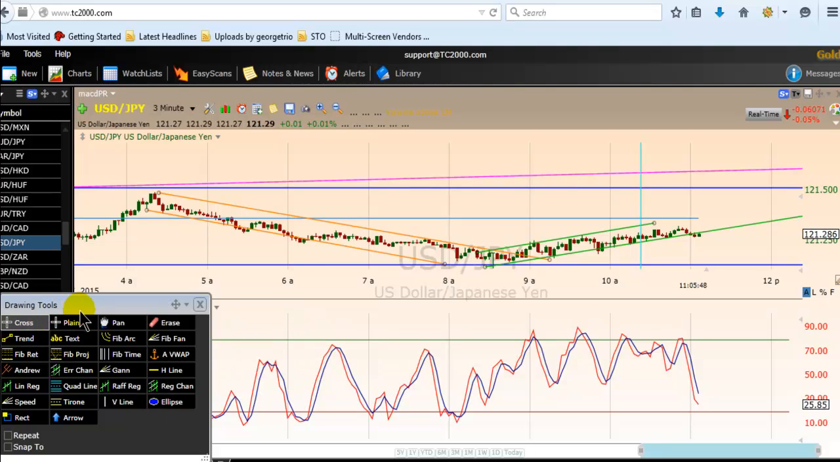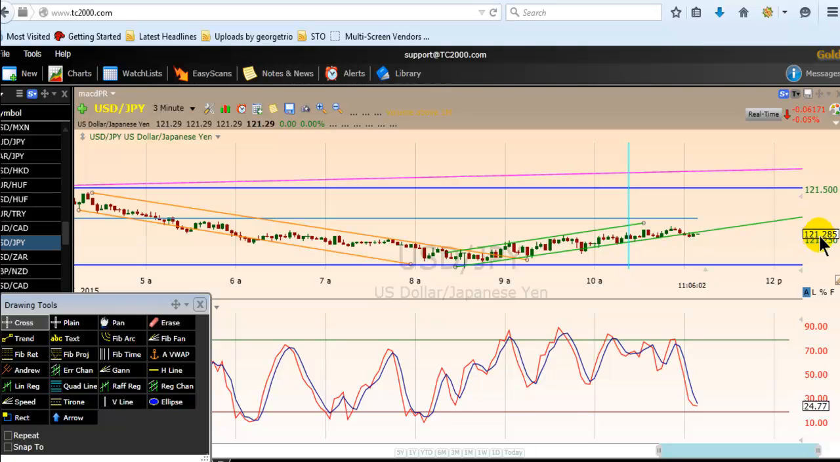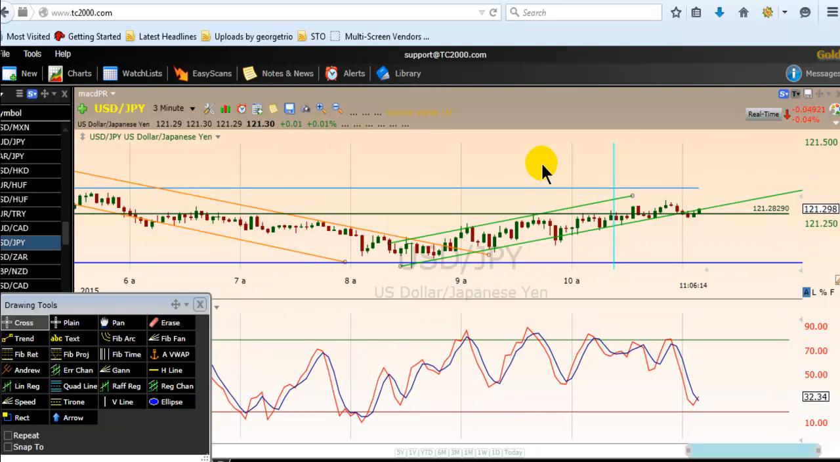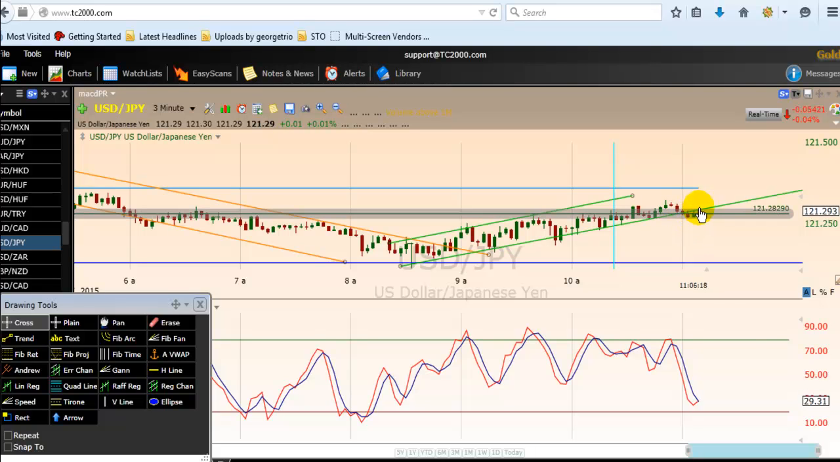Hello traders, I've just sold the dollar yen. As you can see, the price is now below the channel and also this trend line here. I sold it at 121.27 right there. I want to draw a line there where I enter my trade. The price returning inside the channel, that's okay with me because the most important thing for me is that the price did close below the channel. Now it's trying to go back inside. I will sell it now.